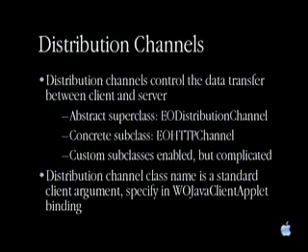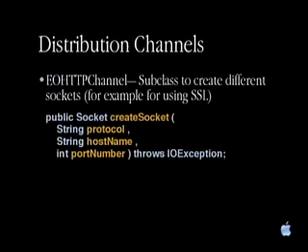If you want to change the class of the distribution channel, there's a binding in the Java client applet that you can change, and there you can specify the new class name that you want to use. On EU HTTP channel, there's one method that is particularly important, because if you want to do things like connecting through SSL, then you can override this one method, create socket. You pass the protocol of the URL, the host name, and the port number to create a different kind of socket, for example, an SSL socket.